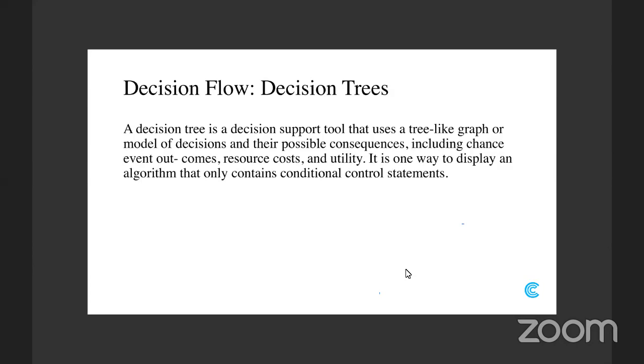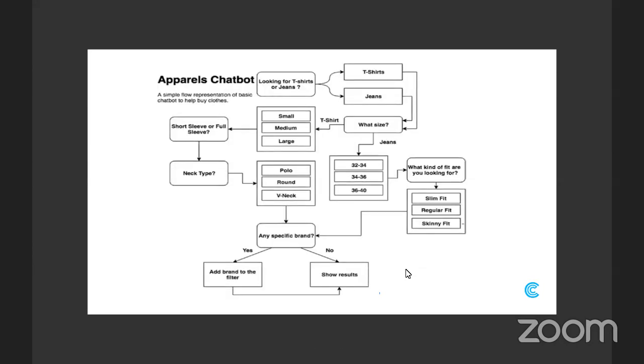All right. So if we go forward, now look at this. This is a classic example of what we refer to as a decision tree. All right. So look at this. This is a store, right? Apparel's chatbot. I'm sorry, apparels, right? And then there is a chatbot owned by this store, this is very fictional. Now, a simple flow representation of the basic chatbot to help buy clothes, right? Because this is what you want your designs to look like at the end of them.